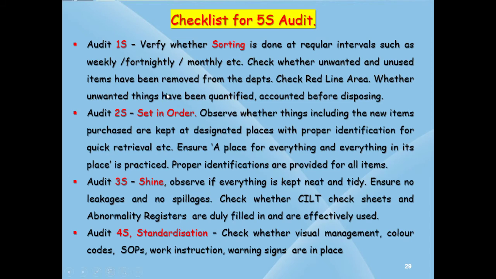This is a checklist for doing 5S audit. What we need to check individually for implementing 1S, 2S, 3S and 4S. We have already discussed what we need to do while implementing 1S to 4S. You need to check whether the department is doing as per procedure, as we have learned in 1S or 2S. Audit 1, verify whether sorting is done at regular intervals such as weekly, fortnightly, monthly, etc. Check whether unwanted or unused items have been removed from the departments. Check red line area, whether unwanted things have been quantified, accounted with before disposing.